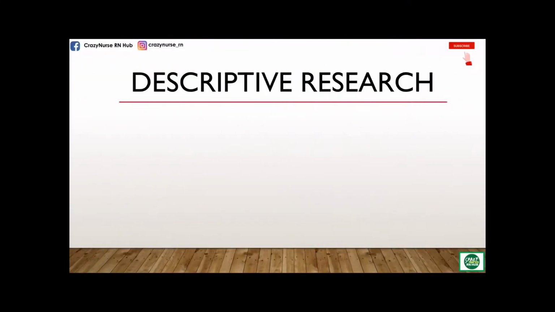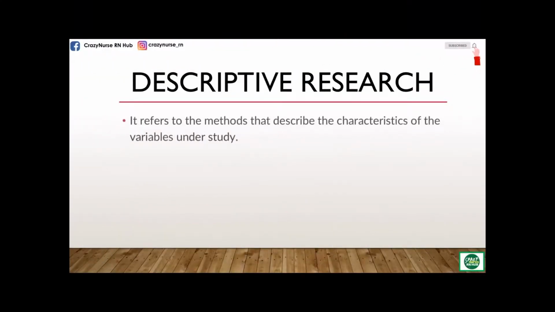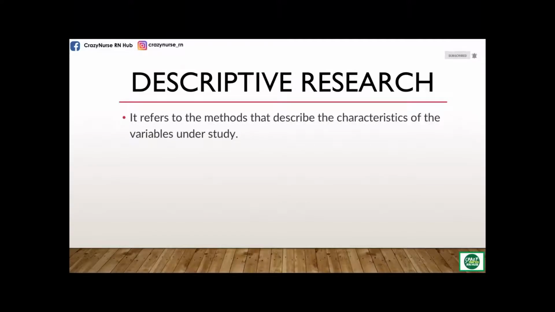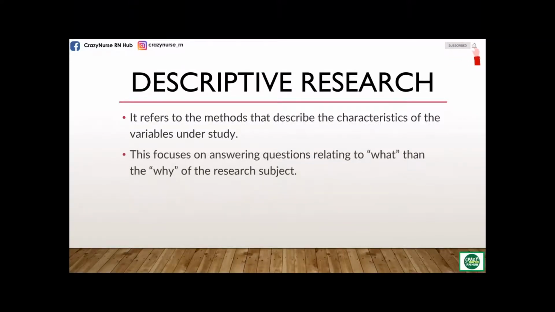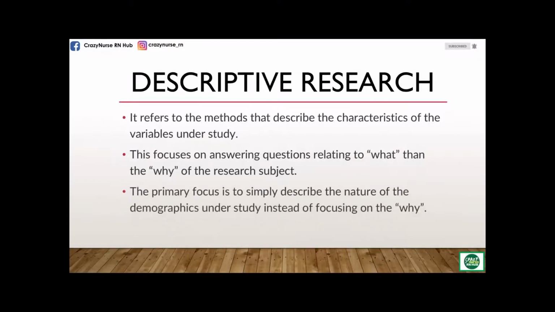For descriptive research, it refers to the methods that describe the characteristics of the variables under study. It focuses on answering questions relating to what rather than the why of the research subject. And lastly, the primary focus is to simply describe the nature of the demographics under study instead of focusing on the why.